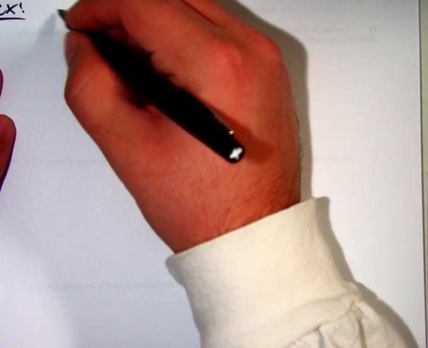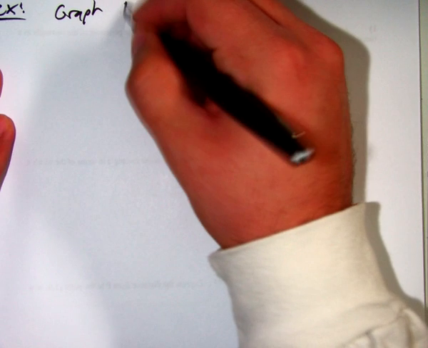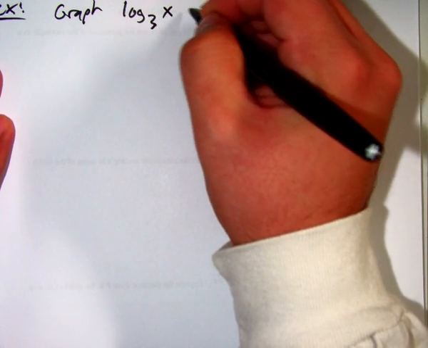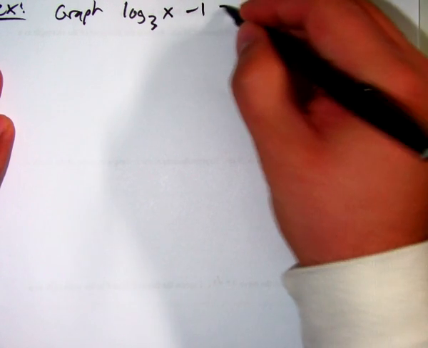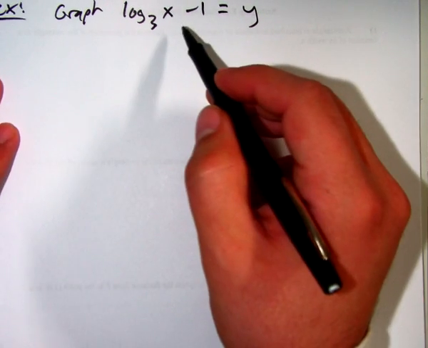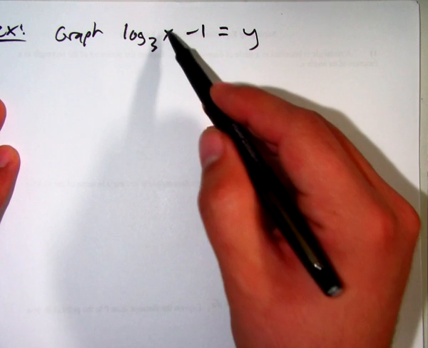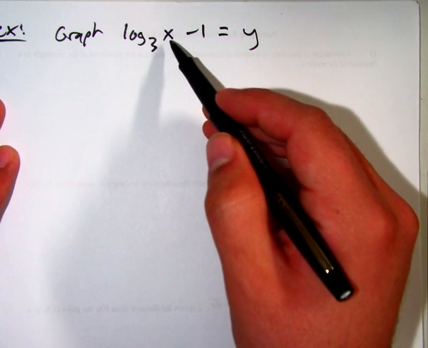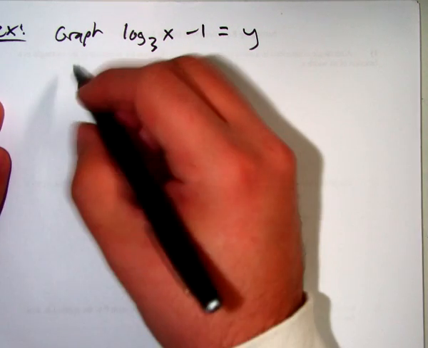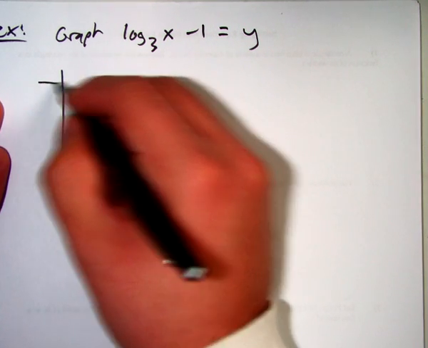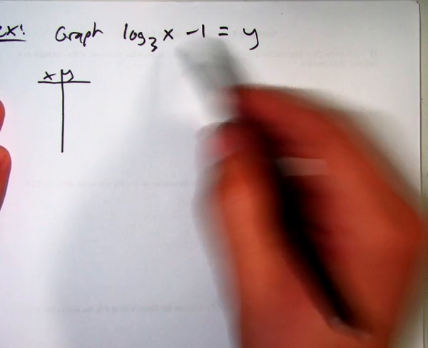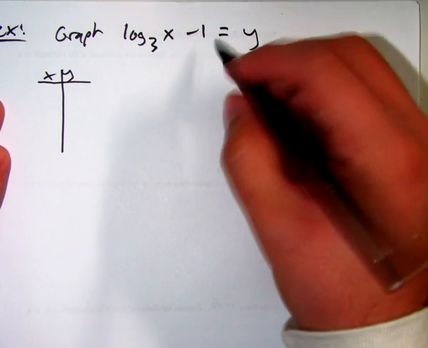Another quick example. Let's say I wanted to graph log base 3 of x, minus 1, equal to y. This x minus 1 is not inside the log. If you don't see parentheses, this means only the x's. Now as far as graphing, plugging numbers into here looks kind of weird, so I'm going to try to actually switch the format.